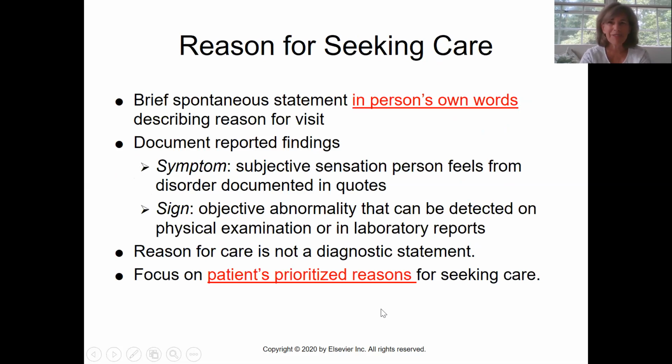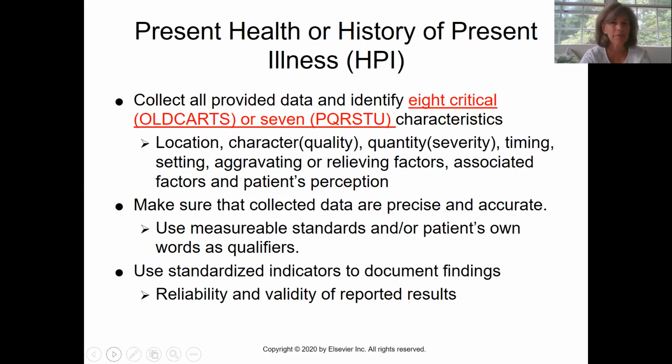Remember, when we do a chief complaint, which I believe is a great starting point, we use the person's own words when we describe the visit. And then we also may give specific symptoms and signs that the person has. The subjective information is provided in quotes, and the signs or the objective information are things that we might observe and see and report. So it's not a diagnostic statement, and it focuses on their prioritized reason for presenting for care. So we collect it, and we can do this in 8 or 7 characteristics, and we collect it in a precise and accurate way.